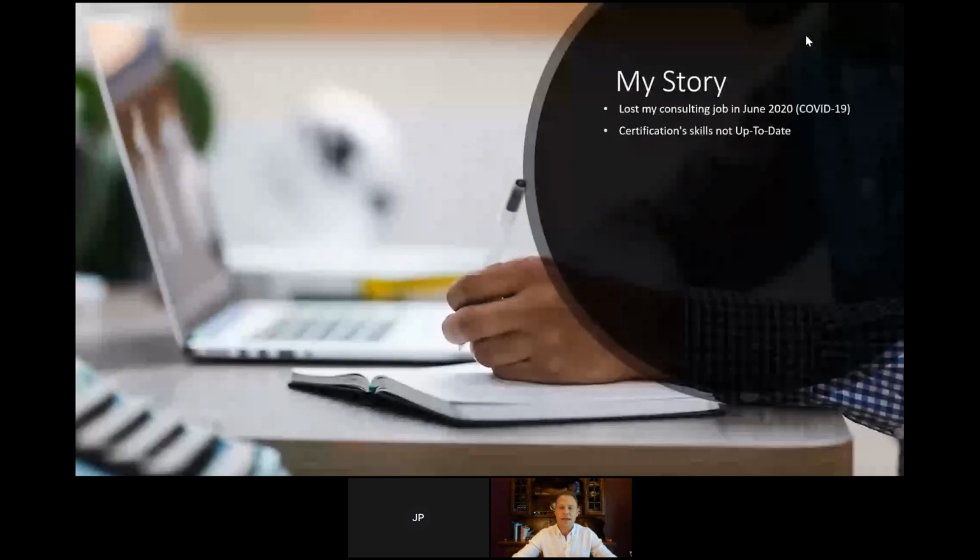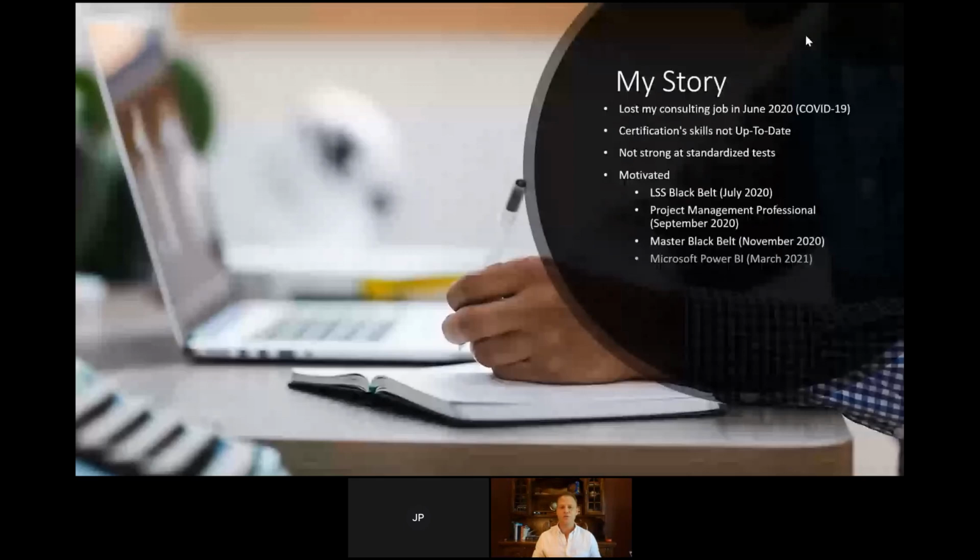And while I had a lot of experience in the industries, my certification skills were not up to date. A lot of it probably had to do with the fact that I had a sense of intimidation by taking standardized tests. I never thought I was very good at it. I didn't think I was a strong standardized test taker, but as it so happens, I was in a scenario where I became motivated.